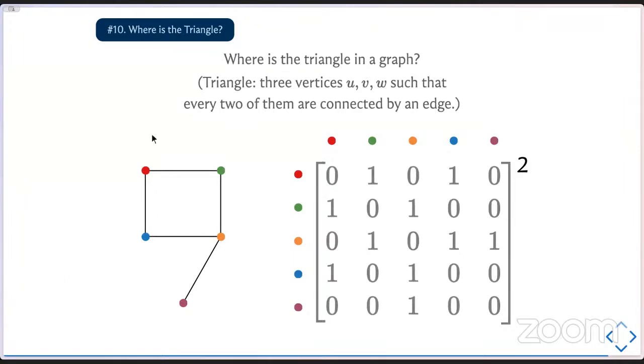Exactly. So for instance, here, the red and the orange vertices have the blue and the green vertices as common neighbors. And either of those common neighbors would basically witness a triangle if we had that edge between the red and the orange vertex, which we don't at the moment, but if we did, that would work out.